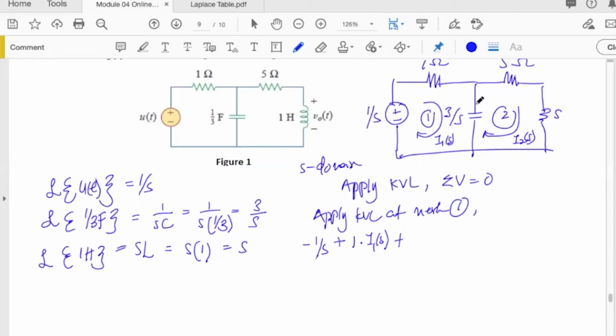Plus, another one is the voltage drop inside our capacitor, which is 3 over s multiplied with I1(s). And because of the current from mesh 2, we need to consider that current. Due to the reverse polarity with our reference current in mesh 1, we put minus 3 over s times I2(s). So this is our first equation.